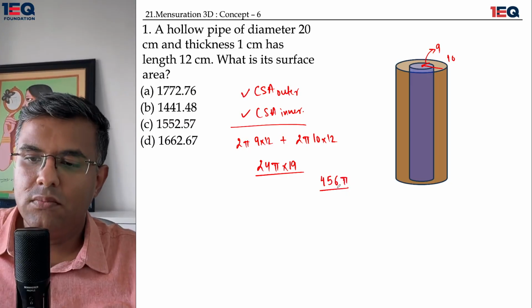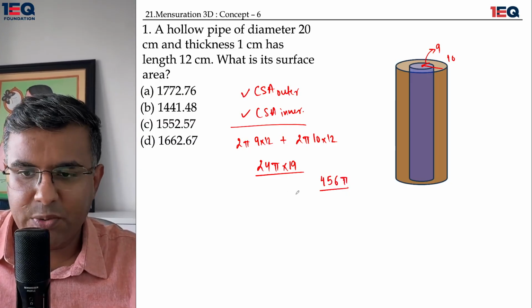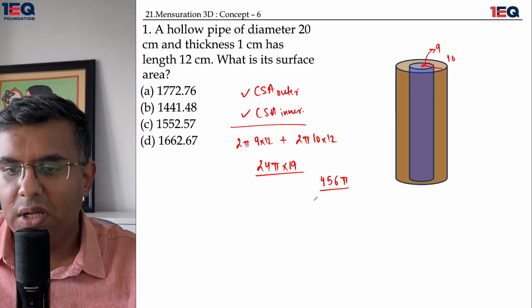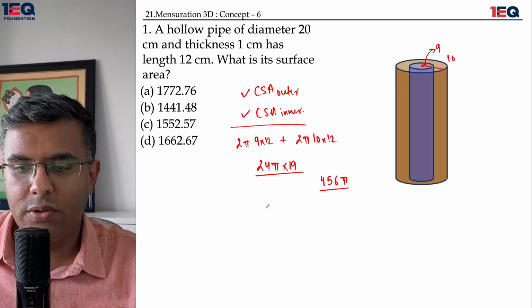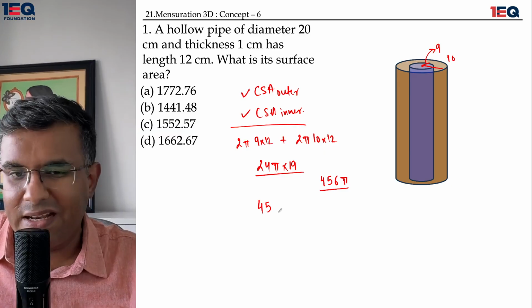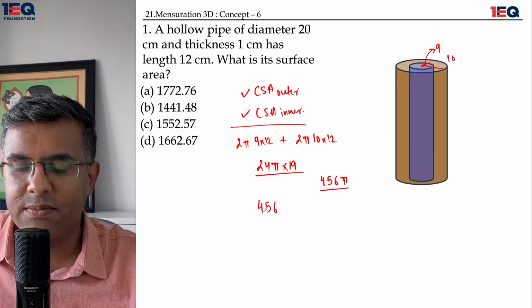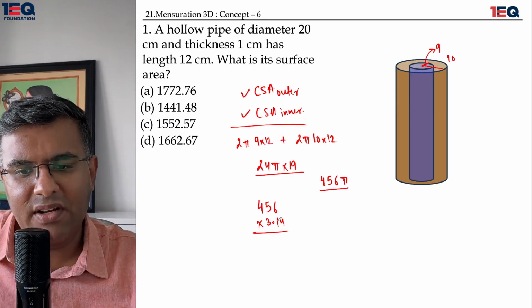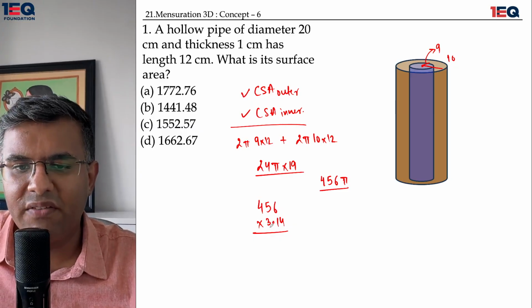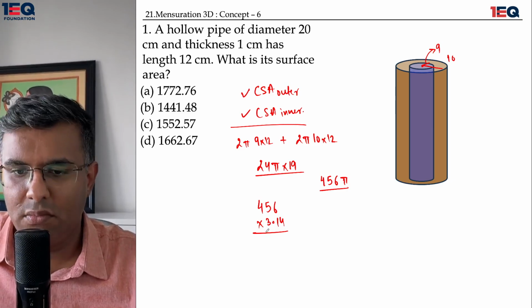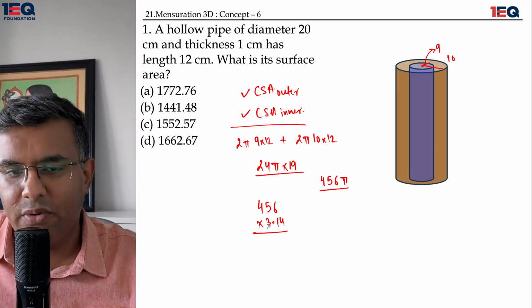Now, I won't be taking pi as 22 by 7 because it hasn't been mentioned. Furthermore, it hasn't talked about the decimals in any of the places. So 456 multiplied by 3.14. I'll simply first multiply with the 3.14 so as to get a ballpark figure, and this will help me in the exam to reduce time.